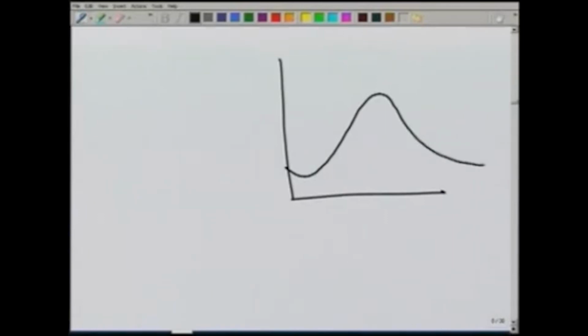Now, the runoff process or this hydrograph shapes, it may have a flat peak, it may have a very sharp peak, the time base may be small, the time base may be large. This depends on a lot of factors.